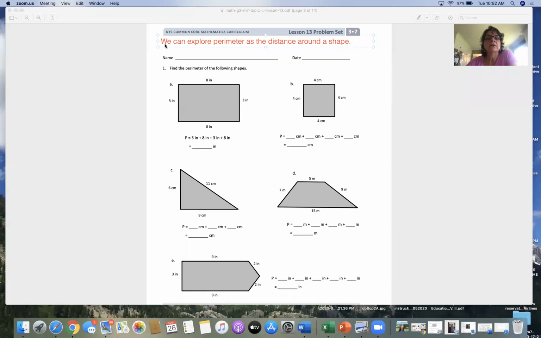So let's look at our learning target. The top of our page says we can explore perimeter is the distance around a shape. This is lesson 13 problem set, by the way. So what does that mean, the distance around a shape? Well, I'm going to show you.